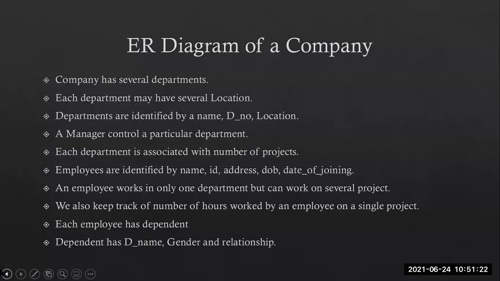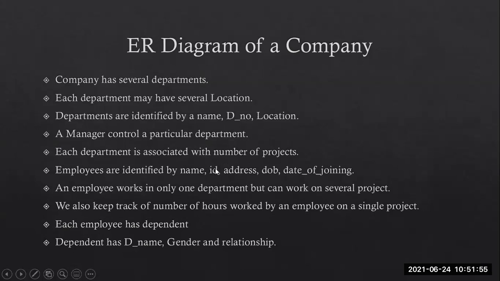Then we keep track of the start date when the employee began managing the department here. And the department may have several locations. A department controls a number of projects, like a number of semesters, or you can say a number of workshops, seminars, projects here, each of which has a unique name, unique number, and single location. Fine. So till here it is done. Each department is associated with a number of projects here.